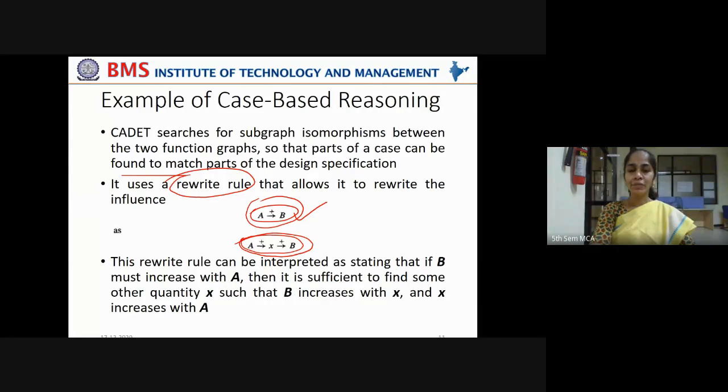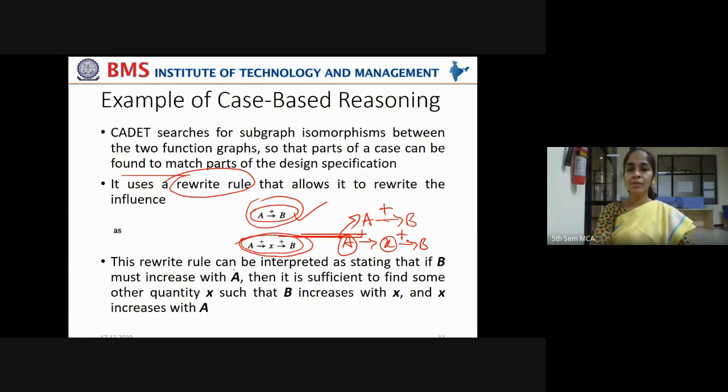Did you understand? B is increasing with respect to A means B increases when A increases. If that kind of structure is not available in the library, you can rewrite the rule. How can you rewrite that? In this way: B is increasing when X increases, and X is said to increase when A increases. This is almost similar to the original one, right? In that way, you can rewrite the rules or represent the functionalities so that they match the existing structures in the library.